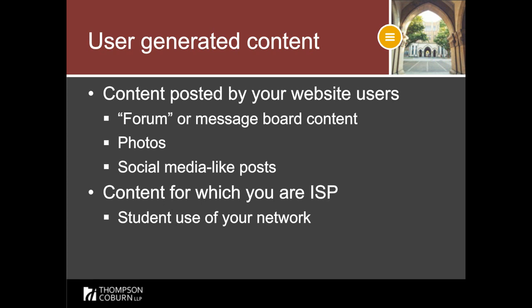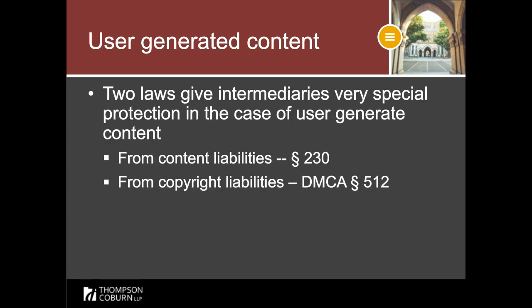So let me explain the law on user-generated content. There are two special internet laws that give special treatment to user-generated content in the context of the internet. It doesn't apply in the brick and mortar world. It only applies on the internet. So there's Section 230 of the Communications Act, that'd be 47 U.S.C. Section 230, that exempts intermediaries from content-like liabilities: libel, defamation, fraud, right of privacy, basically any kind of publication-type tort.